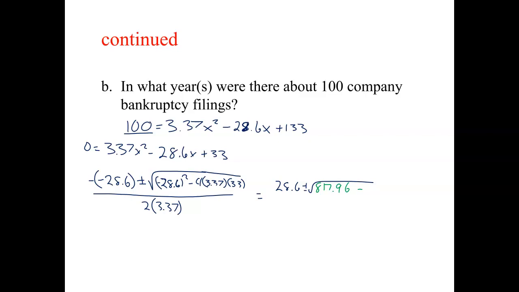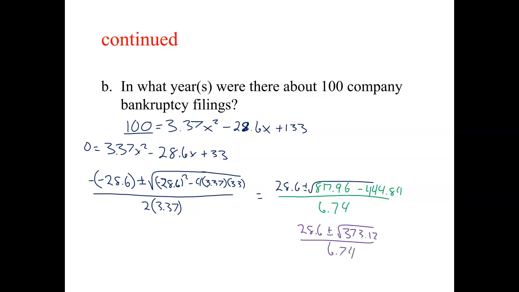Should be like, what, 5 something? 444.84. And 2 times 3.37. What part should I simplify next? Inside the square root. So 817.96 minus 444.84. 373.12. Okay.